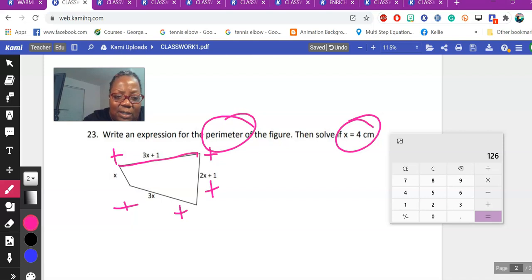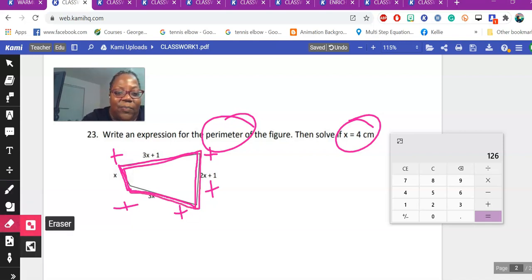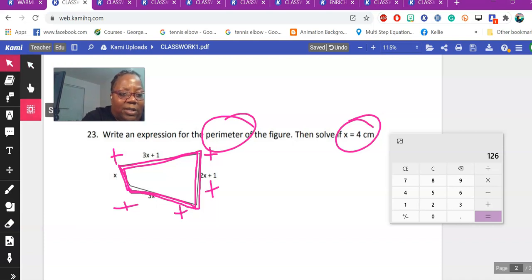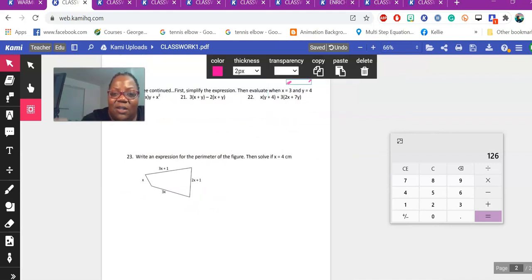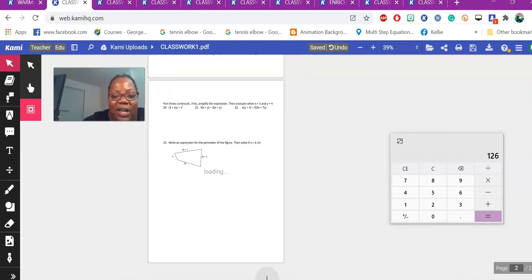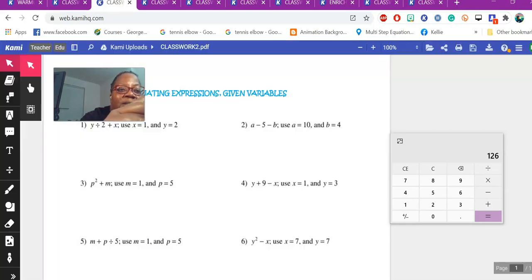Perimeter means the amount of length all the way around the shape. So it would be this side plus this side plus this side plus this side, okay? And then that would be your answer to that. And it means, if you're able to solve it, that you just did a step of geometry, which comes after Algebra 1. Alright, let's see what else is next.